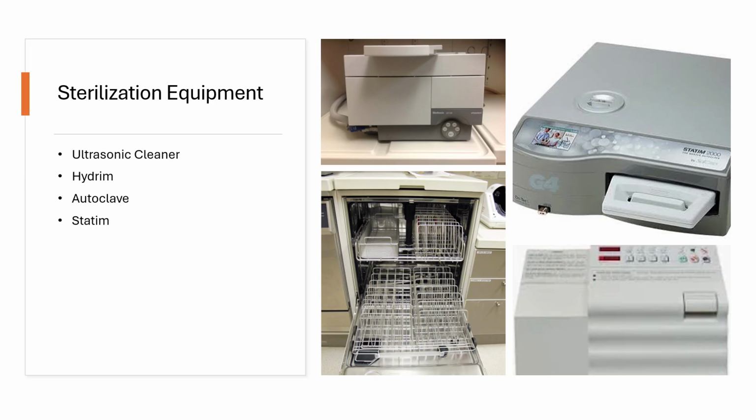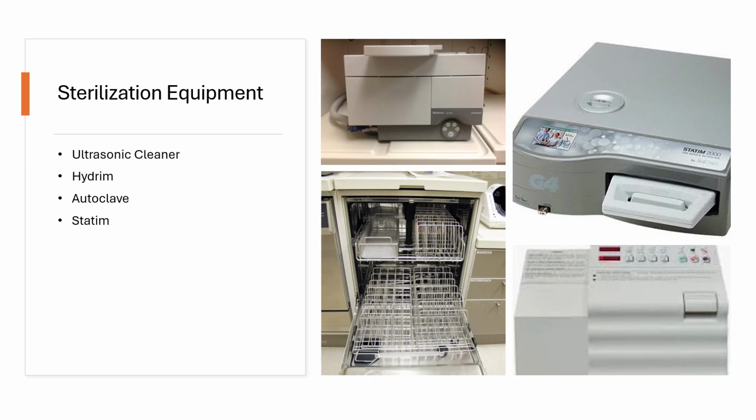So the equipment that is used for this is this top left picture. This is known as an ultrasonic cleaner. People may know it as a jiggler. And the bottom one right underneath it looks like a huge dishwasher. This is known as a hydrum. These are the two equipment processes that the instruments must be placed in prior to the actual sterilization process. Like I said, this is going to remove any blood, saliva, biofilm, anything that could be stuck on the instruments.